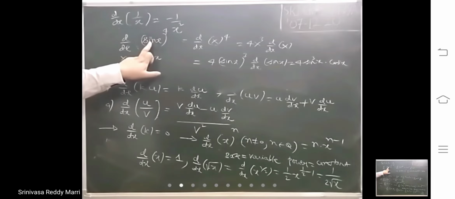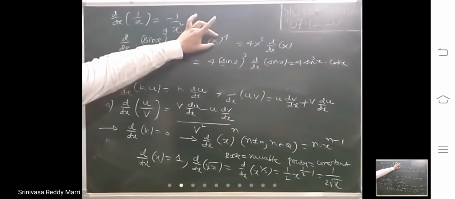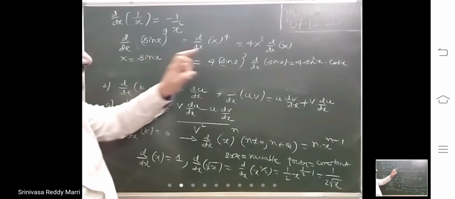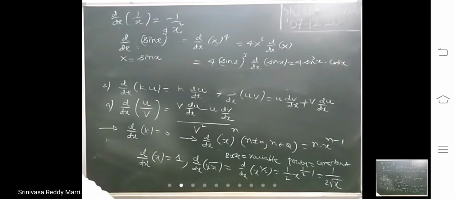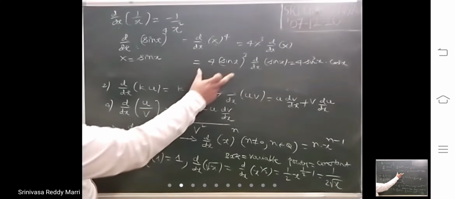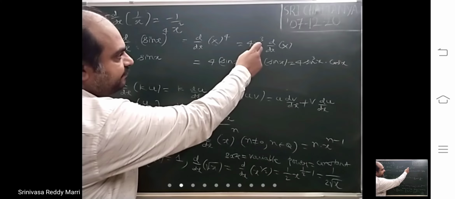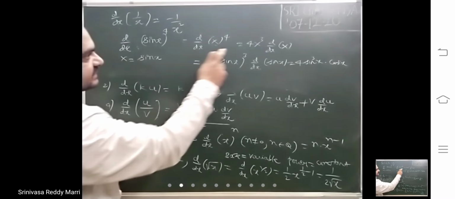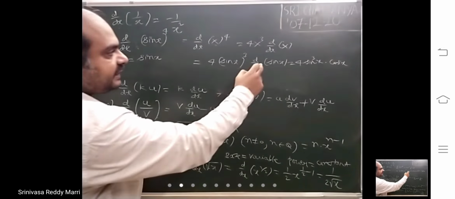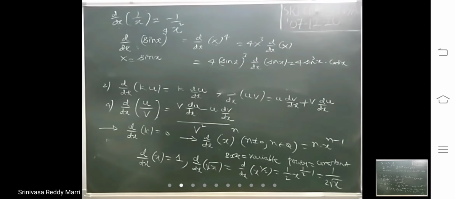If a power number is there, you take this as capital X. Then it will become d by dx of capital X to the power 4, that is 4 into capital X cube, and then whatever capital X has been taken, d by dx of capital X. Don't stop here. You cannot write only 4 into sine cube x; that is wrong. So 4 into capital X cube, then d by dx of capital X. Whenever capital X has been taken, you definitely write d by dx of capital X. Now substitute capital X. So this is a standard rule, and differentiation is over.